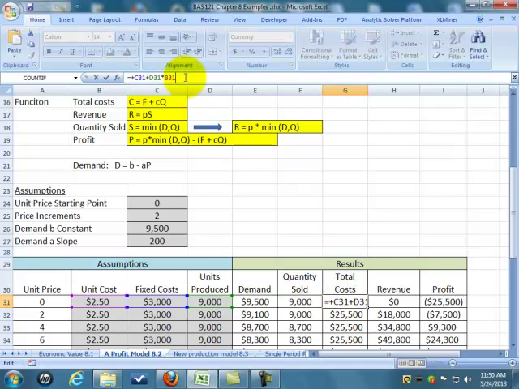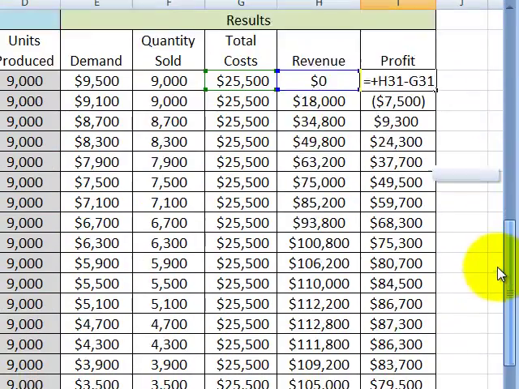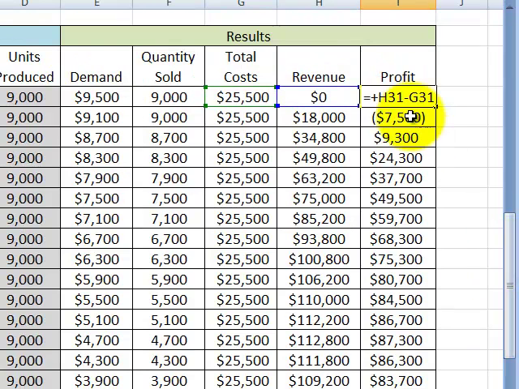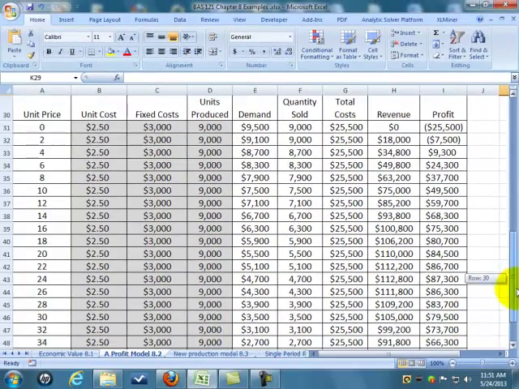Our total cost function, not surprisingly, is our fixed cost plus our variable costs. Our revenue is going to be our quantity sold times our unit price. Not surprisingly here in this example, since our unit price is 0, we're going to have 0 revenue. And our profit is just a function of our revenue column minus our cost column. Then we filled these down, and there are some very interesting things you can see. Notice what's happening to our profits. Our profits are negative, then they become positive, then they peak, and then they begin to decline.